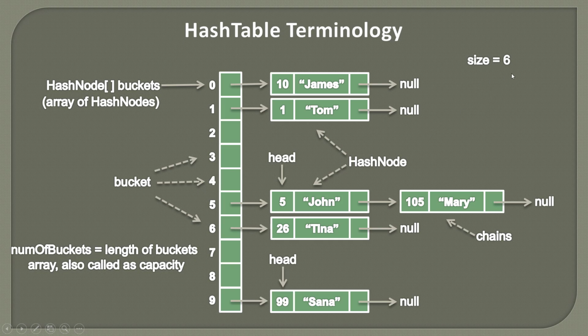So when we talk about size, you can think of it as the number of key value pairs inside a hash table. And when we talk about capacity, number of buckets or length of buckets, we are simply talking about the array length. So friends, these are a few terminologies which are associated with a hash table.